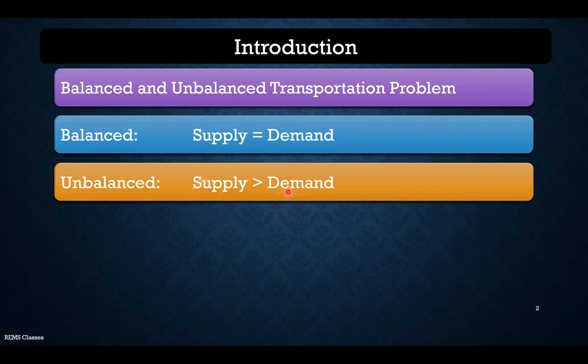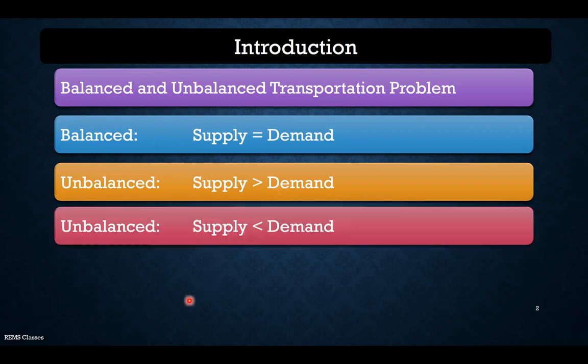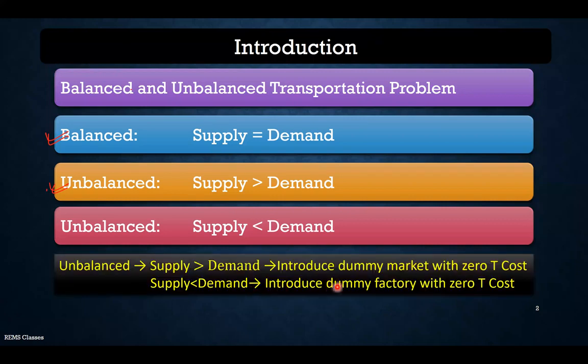So either supply is more than demand or supply is less than demand, and we say that this is an unbalanced transportation problem. We have discussed the balanced and unbalanced transportation problem. If we have a balanced transportation problem, we will solve the problem directly. If we don't have a balanced case, we have to do some steps.